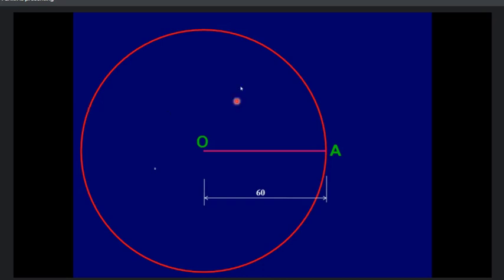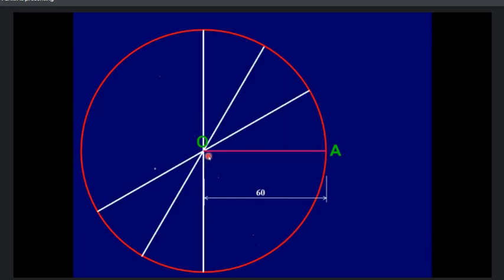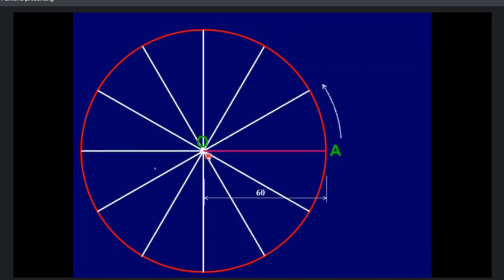Let's say you have divided it into 8 equal parts, then this linear 60 mm has to be divided. The linear movement also has to be divided into 8 equal parts. Okay, suppose you are dividing this into 12 equal parts, then you need to divide this AO into 12 equal parts. So here I have divided it into 12 equal parts.